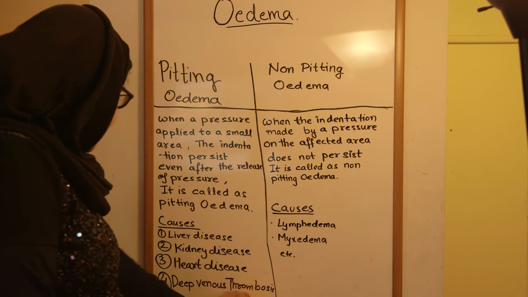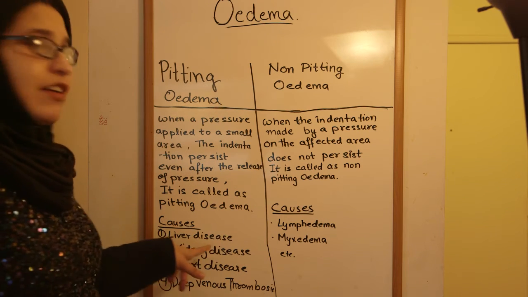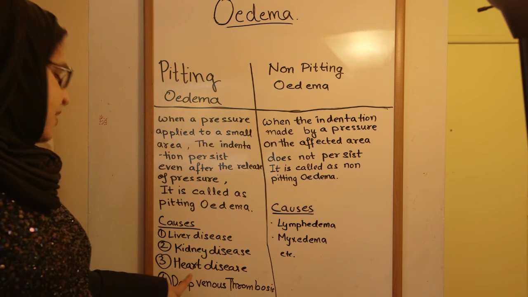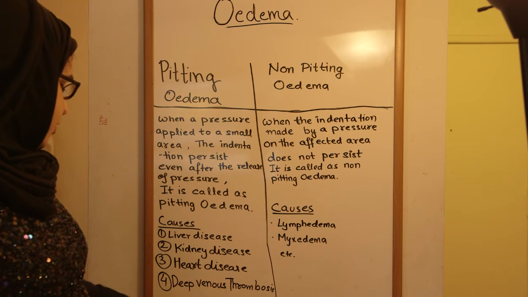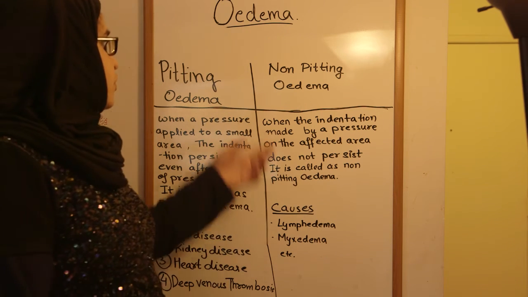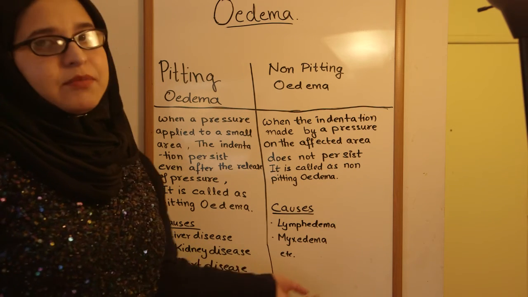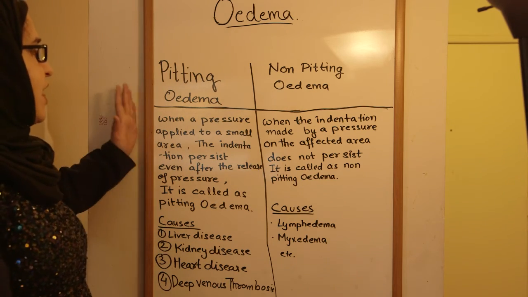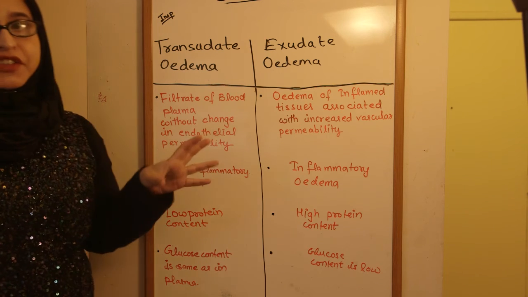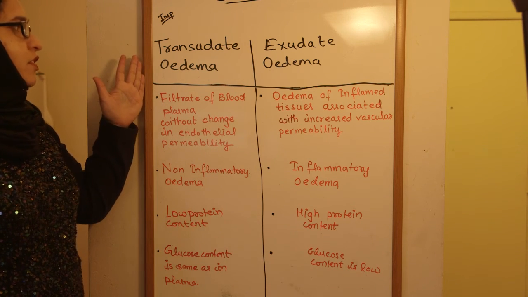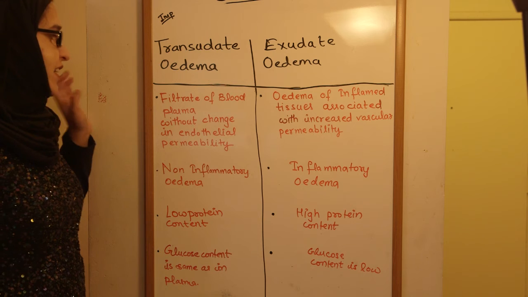Okay, so the causes of the pitting edema are liver diseases, kidney diseases, heart diseases, maybe the valve problems, and the deep venous thrombosis, etc. And the causes of the non-pitting edema can be lymphedema, that is lymphatic obstruction, or mixed edema. So here is a pitting edema and non-pitting edema. So now let us learn about the transudate edema and the exudate edema. It is an important question to give difference between the transudate edema and the exudate edema.